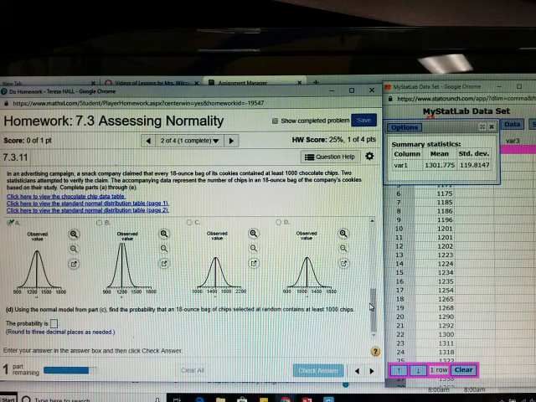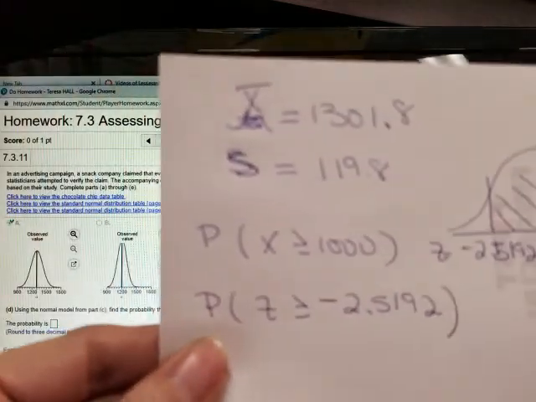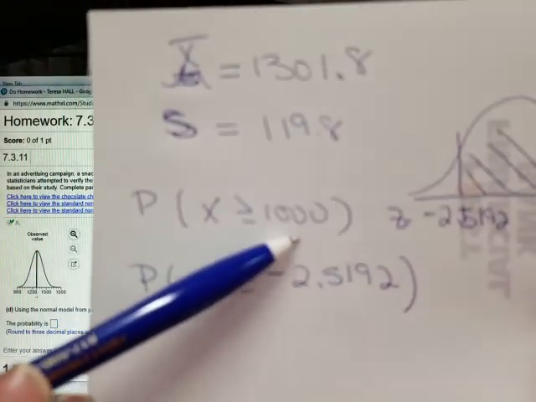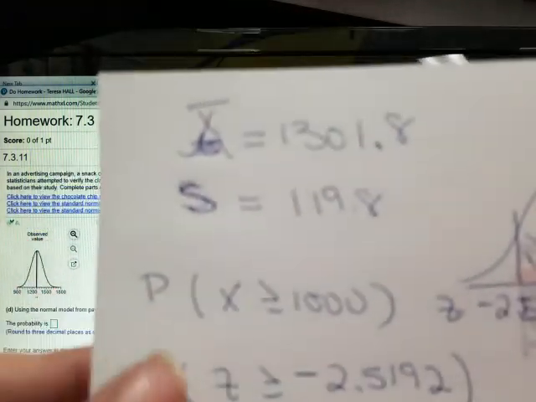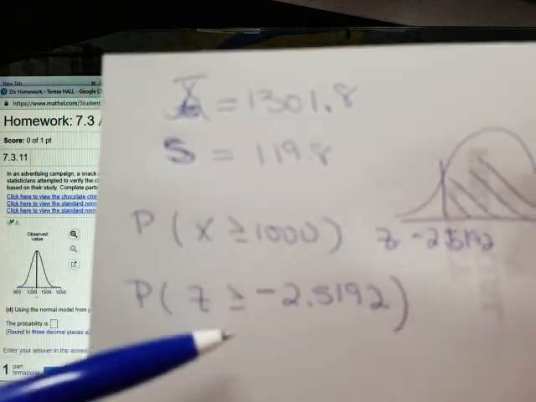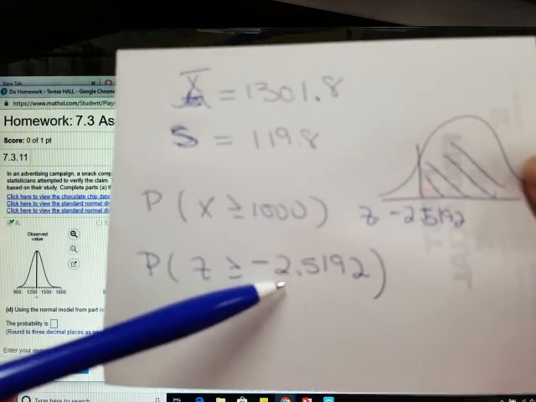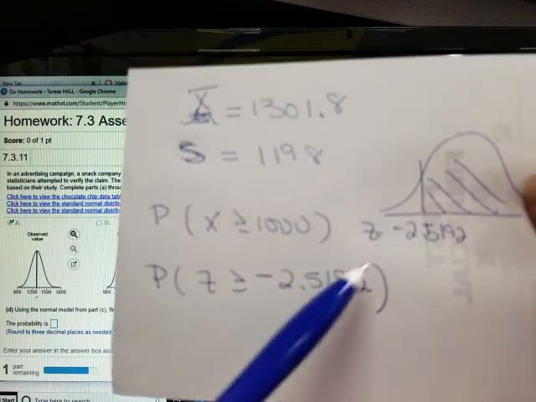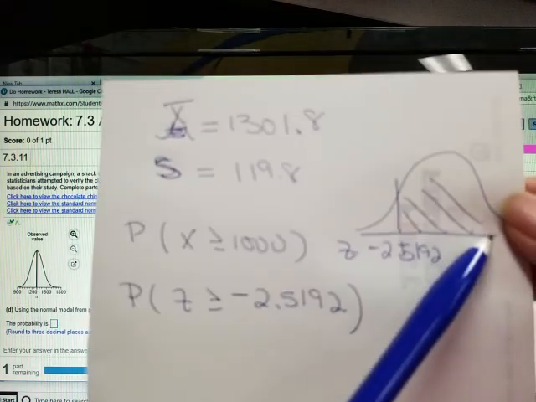So we're looking for a z-score here of negative 2.5192. I'm going to draw a little picture of this here real quick. Just give me a second. Negative 2.5192 and greater. Okay, so here's kind of the picture of that. So again, I took the 1,000 minus this mean, divided by the standard deviation. That gave me the z-score, so it was a negative z-score. So I wanted greater than that, so therefore I do know this answer should definitely be more than 50%.